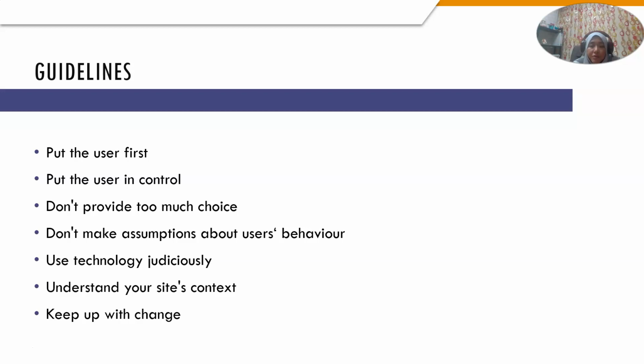So this is how you design your web content. First, as I mentioned, when you design a website for a special need, you need to put the user first. You need to study the special needs, what they can do and what they cannot do. Then you need to put the user in control. Don't provide too many choices, and don't make assumptions.